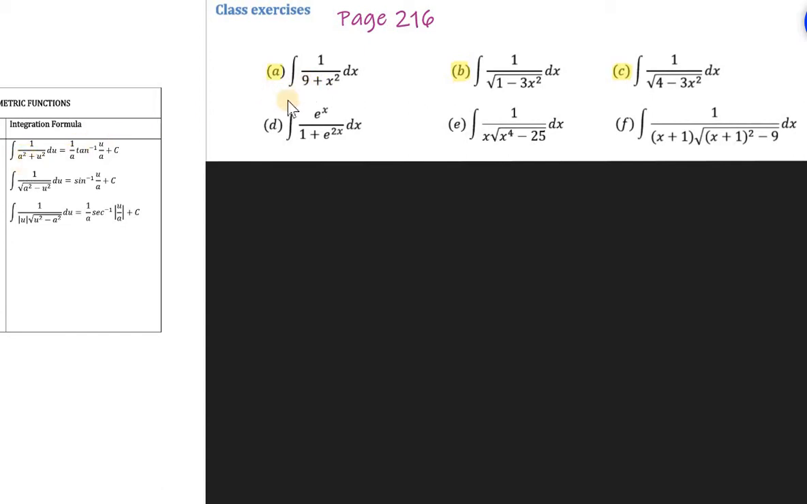Recognize what is the A. Okay, so like this one, question A is similar to that first formula. You need to recognize the A square being 9. Okay, and then you can quote.